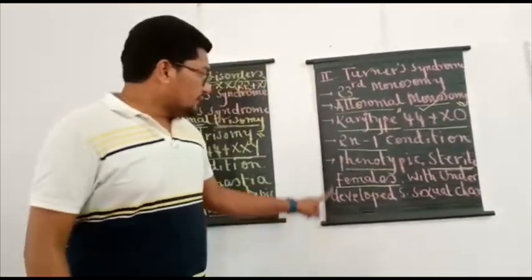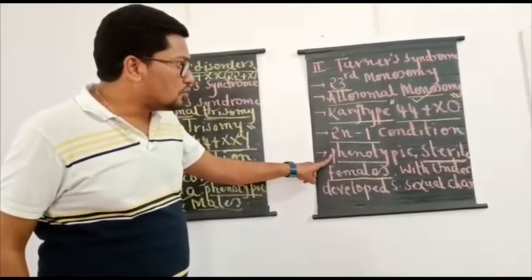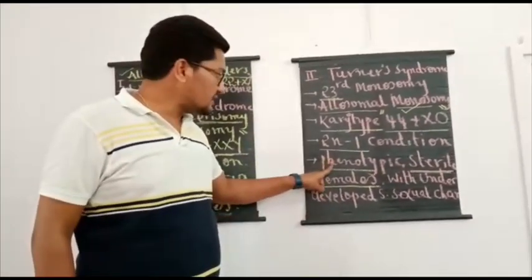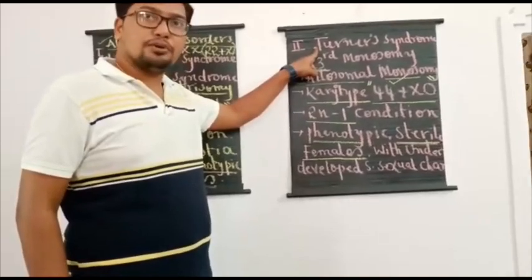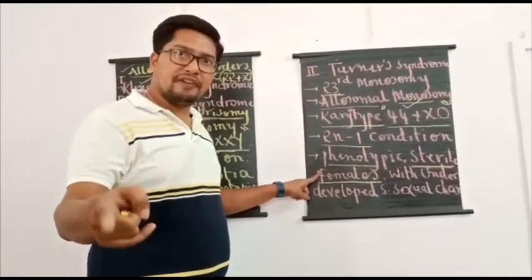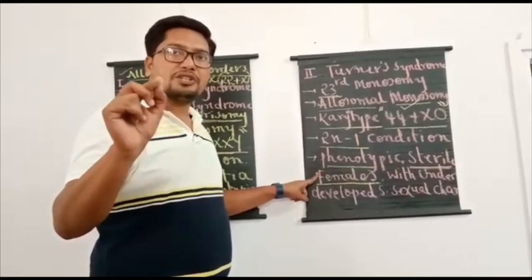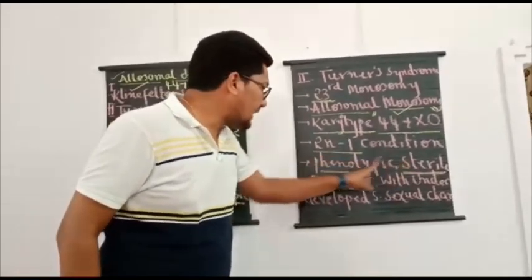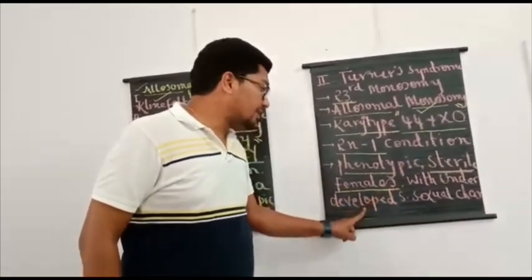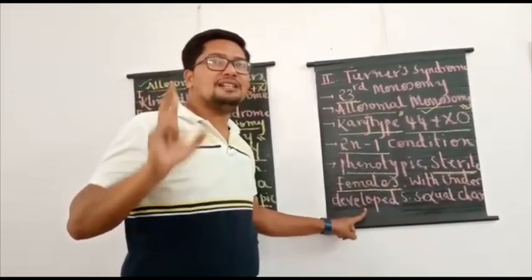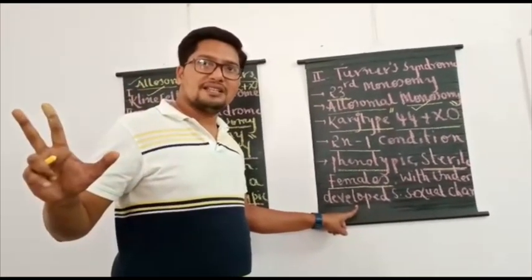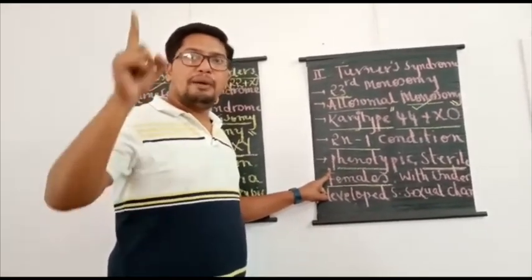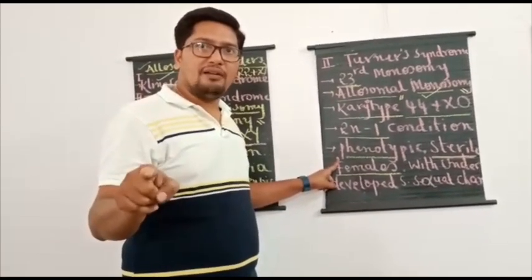And finally, the babies born with Turner syndrome are phenotypic sterile females. Means the babies born with Turner syndrome, their physical appearance is like a female, but with non-functional ovaries. That's why I have used the word. They are phenotypic sterile females with underdeveloped female secondary sexual characters. So female secondary sexual characters are not well developed. Their ovaries are non-functional, but their physical appearance is like a female. Why, if you ask me?